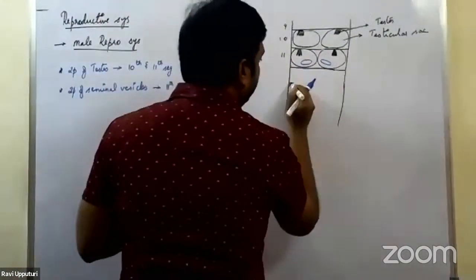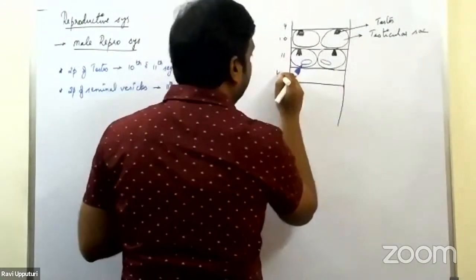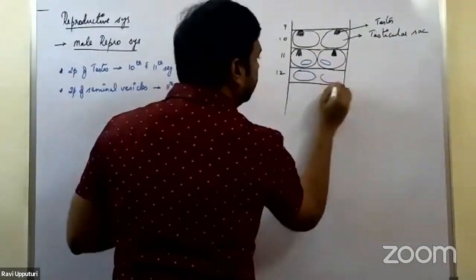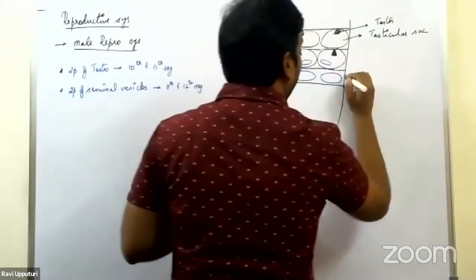Let me draw this segment also here. This would be the 12th segment, right? So they would have their seminal vesicles here. So these are the seminal vesicles.